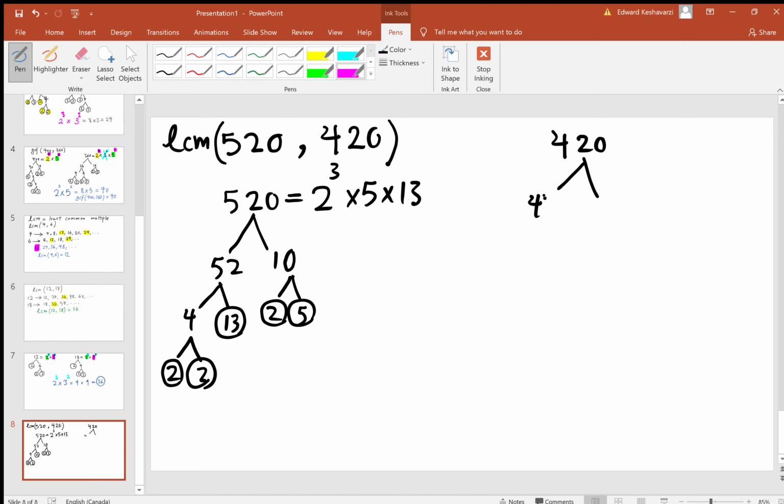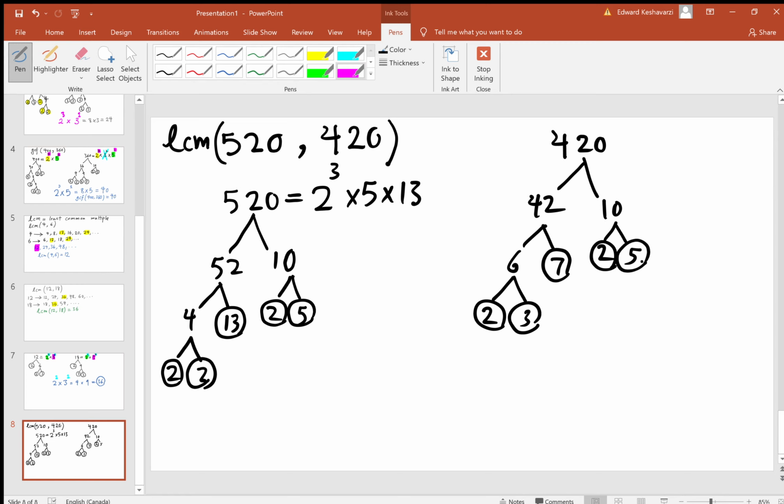420 also can be written as 42 times 10 and 6 times 7. 7 is prime. 2 times 3, 2 times 5. So if we put together 2's, we have two 2's. We have also one 3, and also we have 5 and 7. I think the standard prime factorization is completed now.